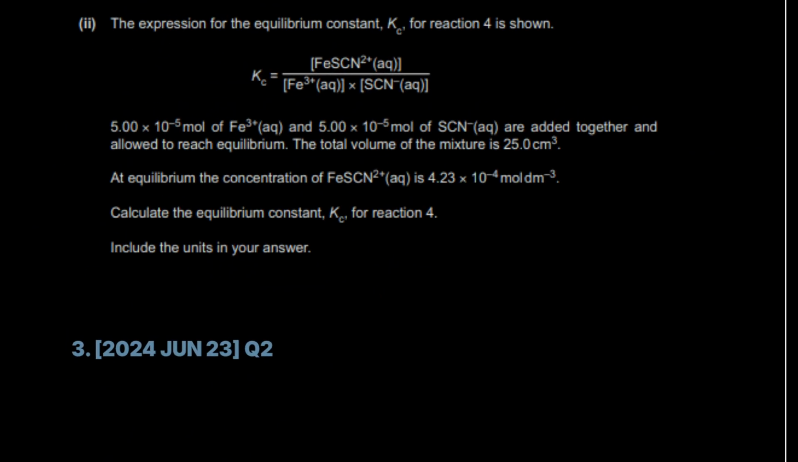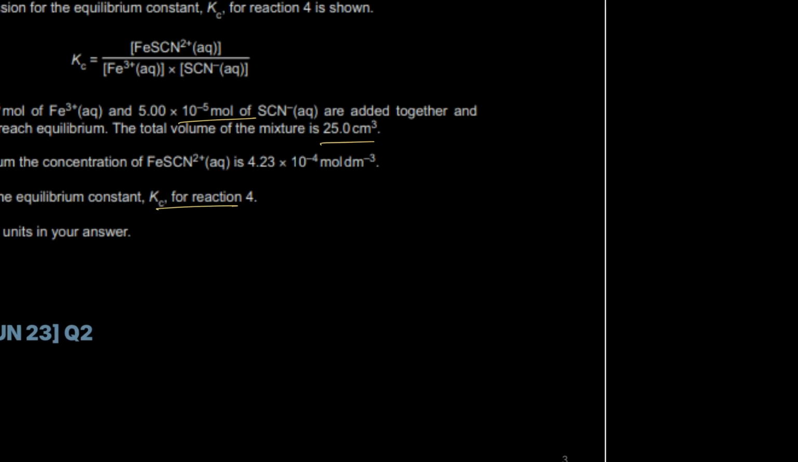The expression for the equilibrium Kc for reaction 4 is shown. Thank you very much for showing the expression. I couldn't figure it out on my own. Thank you. Now 5 into 10 to the power minus 5 moles of Fe3+ aqueous and these many moles of SCN- aqueous are added together and allowed to reach equilibrium. The total volume is this much, okay? At equilibrium, the concentration of FeSCN2+ is this much. Calculate the Kc for reaction 4, and it's a piece of cake, right?